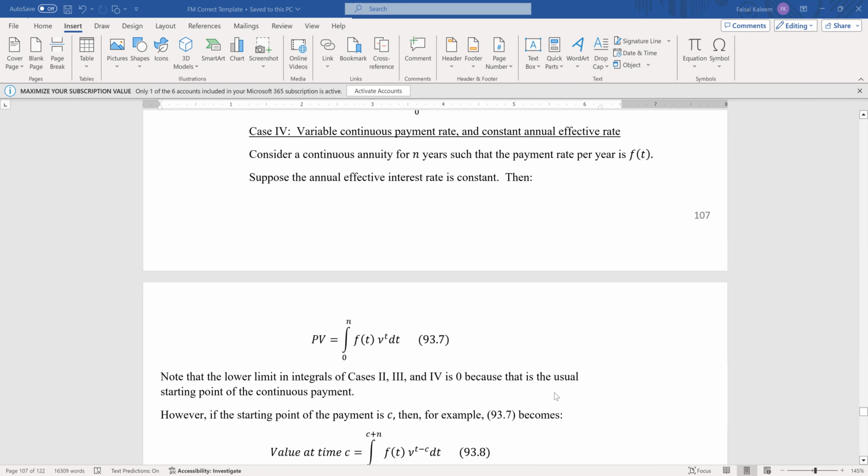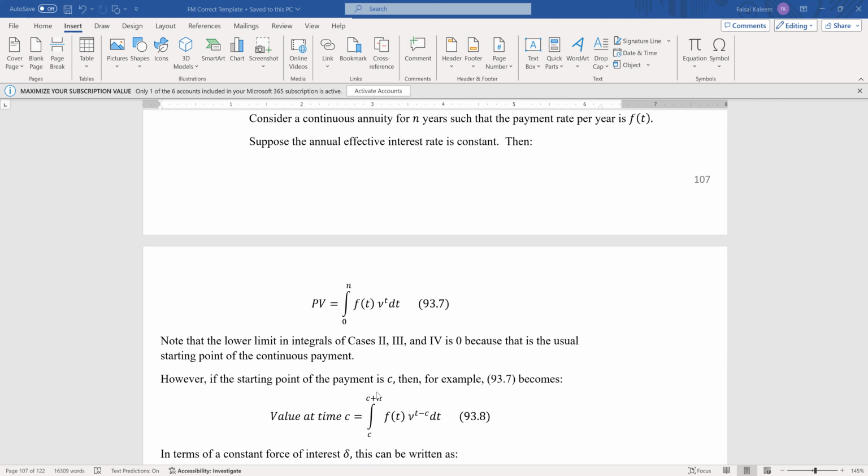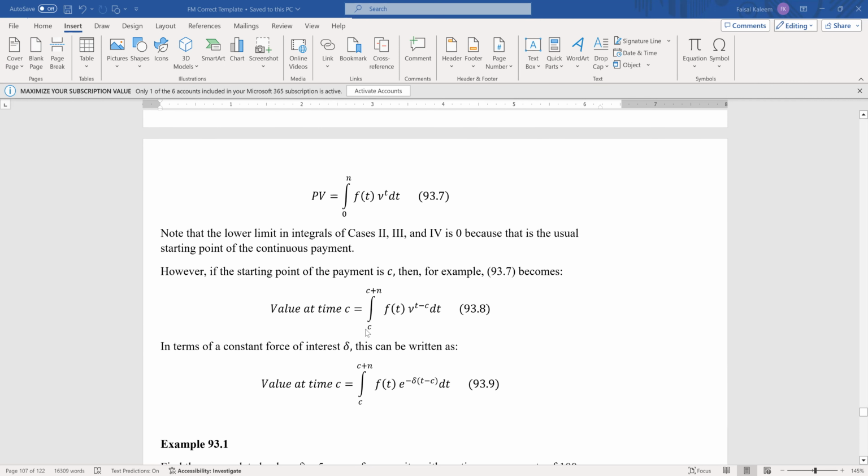Then if the starting point of the payment, instead of being 0, is C, then we integrate not from 0 to n, but from C to C plus n, where n is the term of the annuity. So if it continues for n years, for example, and it starts happening at time C, then the integral goes from C to C plus n. I've just illustrated it for case 4, but the same thing happens in cases 2 and 3 as well.